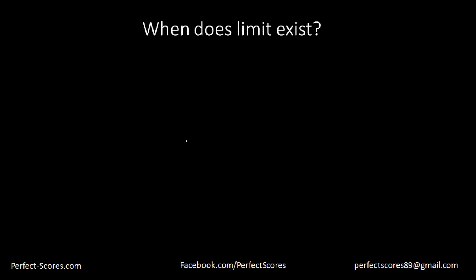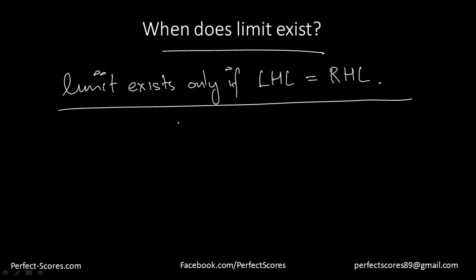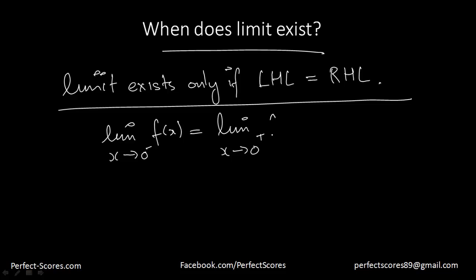The limit exists only if the left hand limit is equal to the right hand limit. So the limit will exist only if the left hand limit is equal to the right hand limit. If the limit as x tends to 0 negative of f of x is equal to the limit as x tends to 0 positive of f of x, then only the limit will exist.